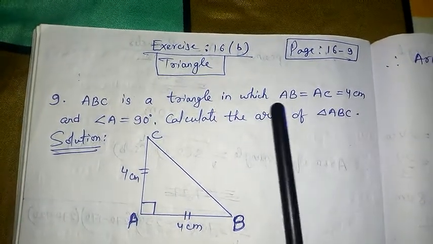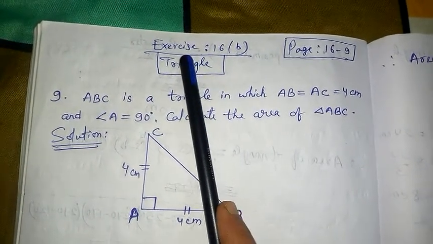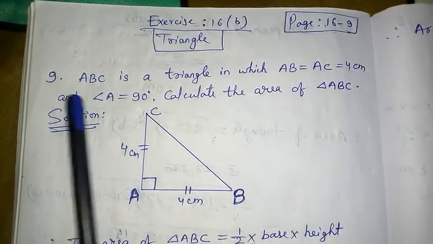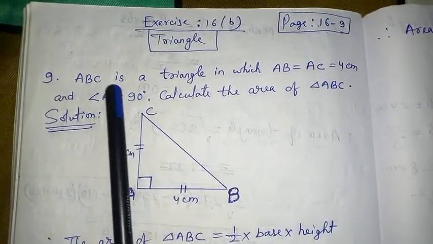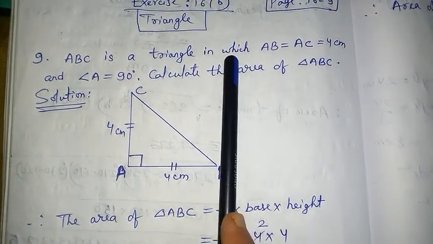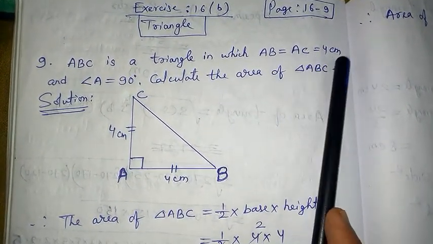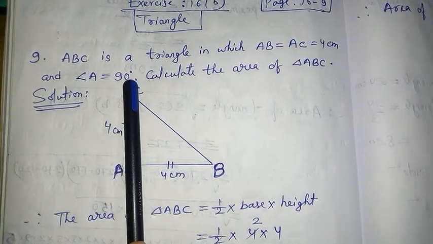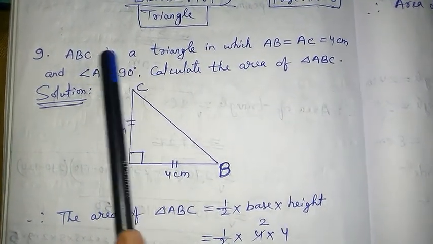Class 9 children, today we will do again exercise 16B, triangle, page 69. Question number 9. ABC is a triangle in which AB equal to AC equal to 4 centimeter and angle A is 90 degree. Calculate the area of this triangle ABC.